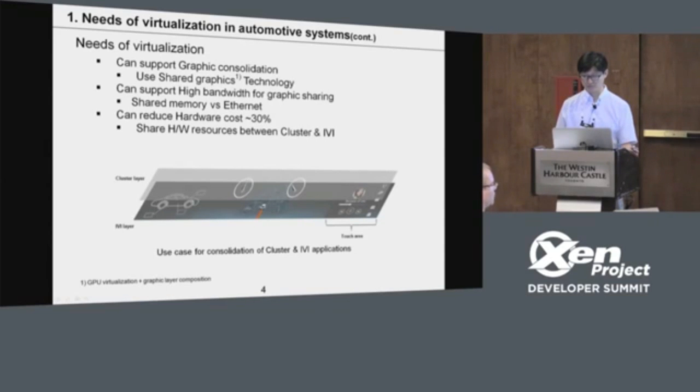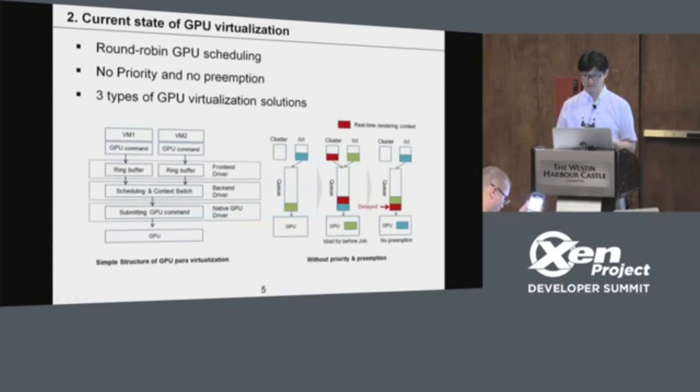Also, using virtualization, it can reduce hardware cost by about 30% because it shares hardware resources between the cluster and IVI systems. Normally, the GPU driver uses a round-robin scheduler to handle GPU commands. There is no priority and no preemption for scheduling GPU contexts.